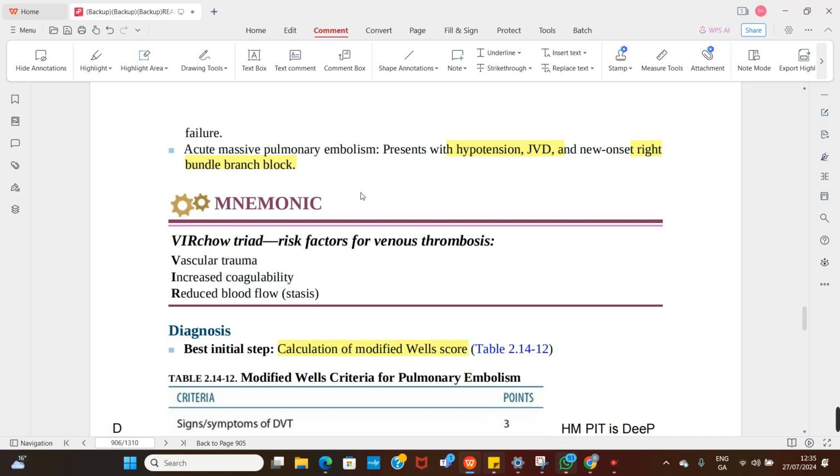I'm sure you will remember the ECG features of the RBBB. Don't forget all those things. Very, very important. So once you see evidence of right bundle branch block, elevated JVP, and hypotension, that is suggestive of a massive pulmonary embolism. Hypotension, elevated JVP, and a right bundle branch block: massive pulmonary embolism. And in this kind of person, this is not the person you are going to be anticoagulating. You thrombolyze immediately.